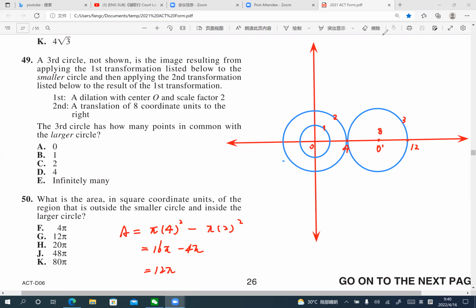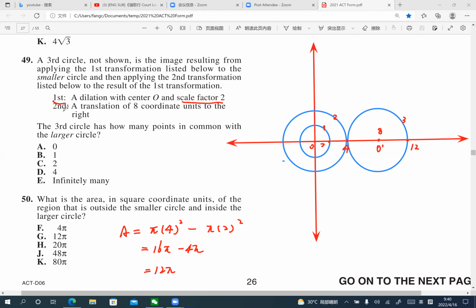Let's see the graph on the right. This is the first circle, the small circle with a radius of 2. Now we begin our two transformations. The first one is a dilation with center O and a scale factor of 2. We dilate the small circle by a scale factor of 2. Since the radius of the small circle is 2, the radius of the second circle should be 4. So this is our second circle.